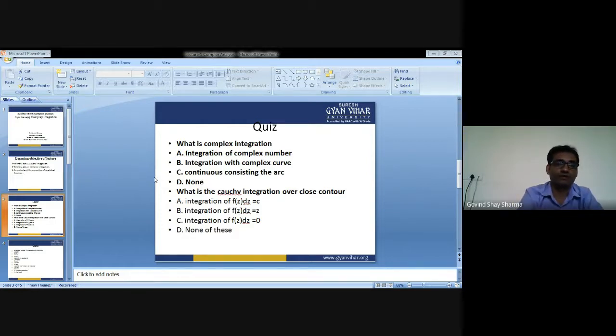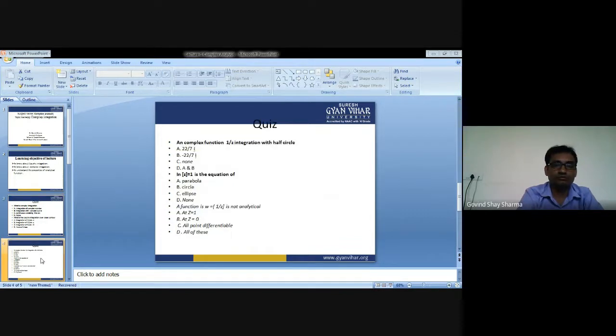Okay. How to verify the Cauchy theorem in a complex function f(z), integration over a half circle? This is an important question. If we take a half circle of radius a and the function is 1 upon z, then the result is pi iota or minus pi iota, because if we take the half circle from 0 to pi, we get iota pi. If we take pi to 0, we get minus iota pi. So A and B are both right options, so D is the correct option.